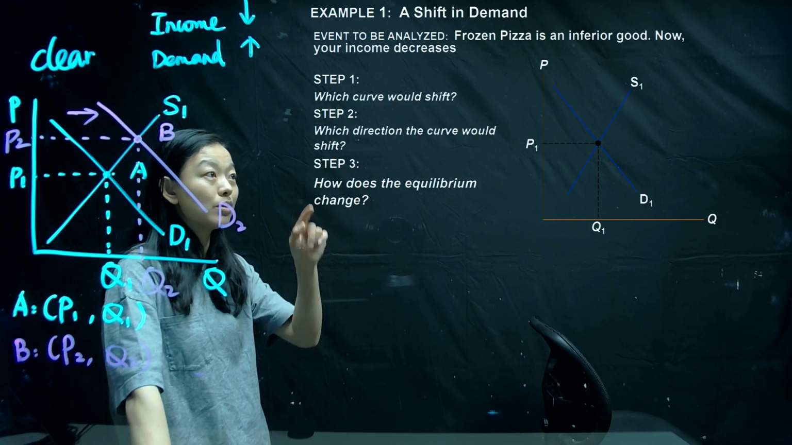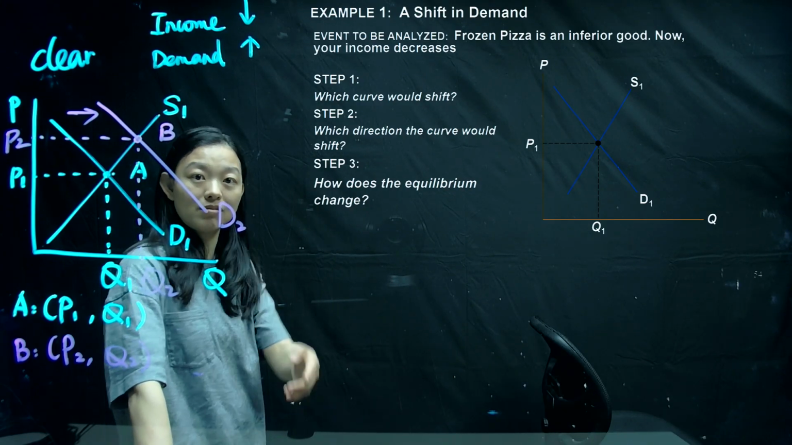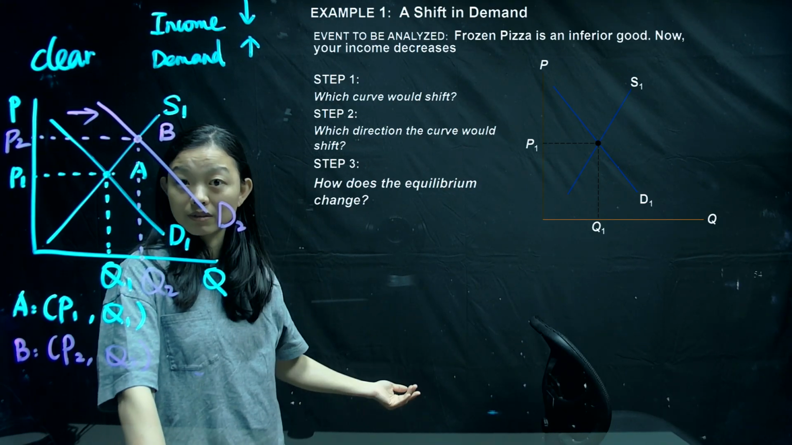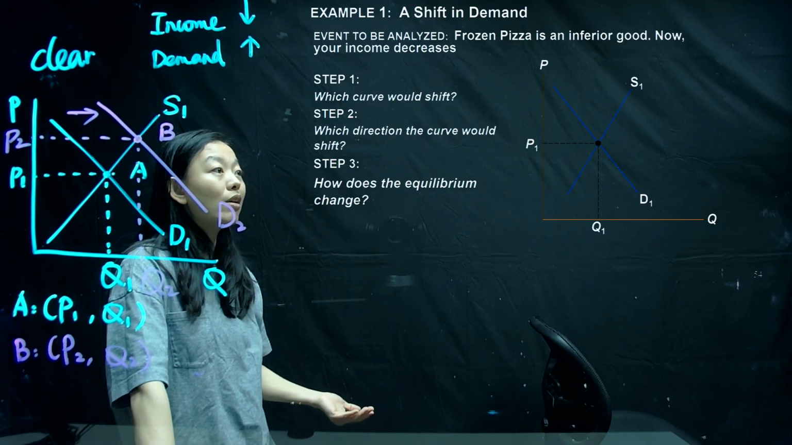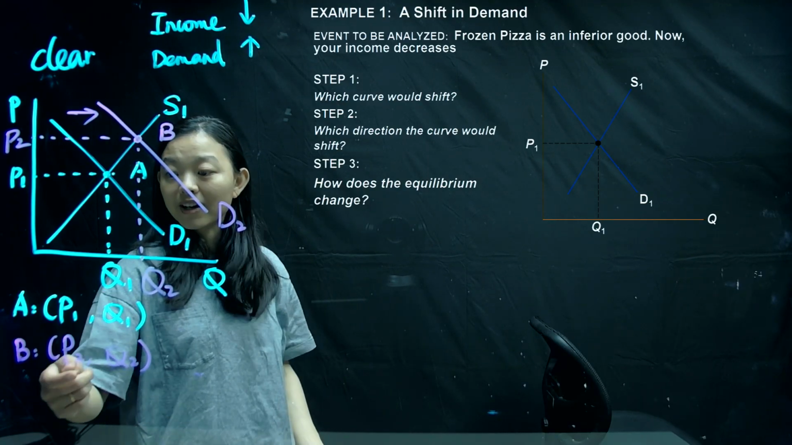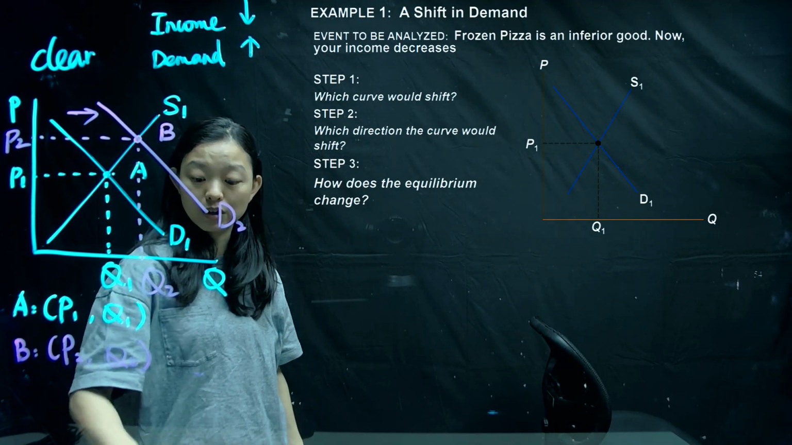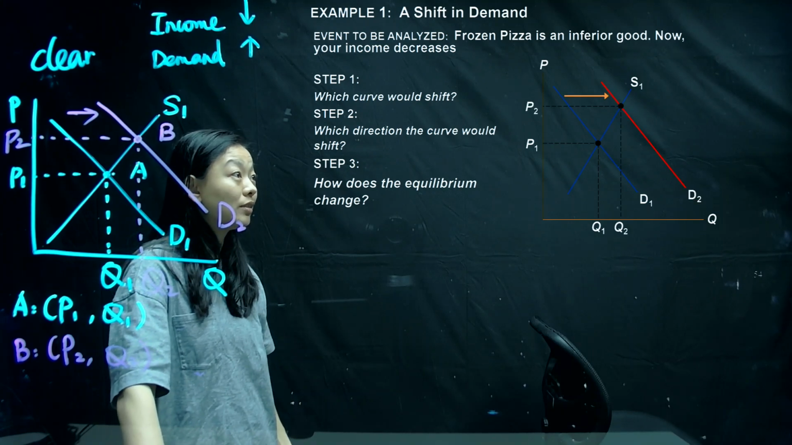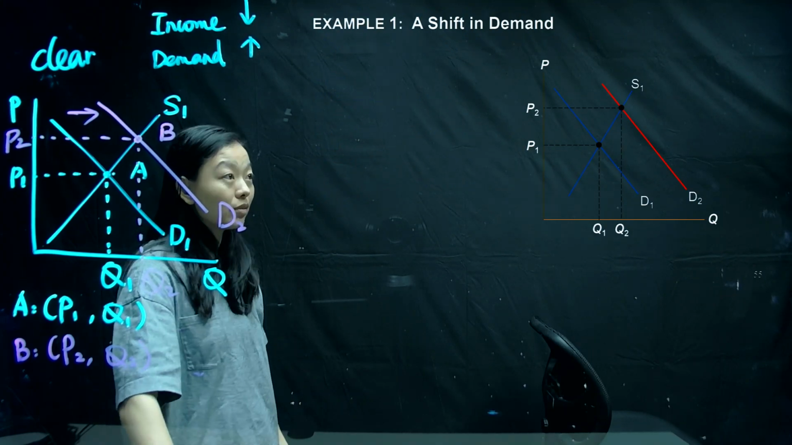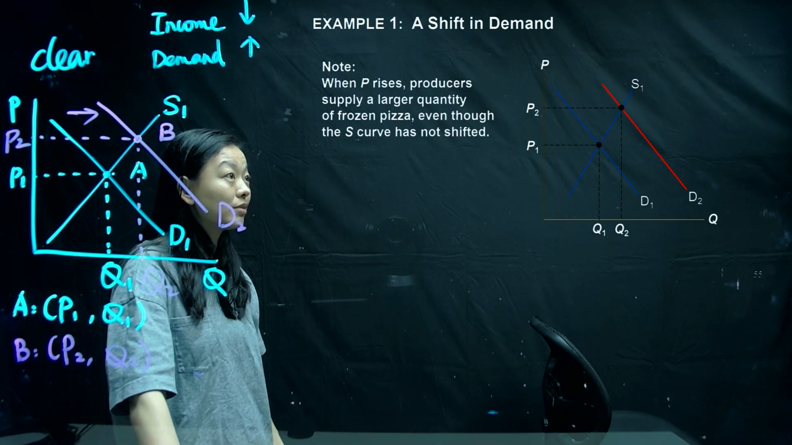So there are 3 steps. Which curve will shift? Demand curve. To which direction? To the right-hand side. How does the equilibrium change? We have a higher equilibrium price and higher equilibrium quantity, okay? So this is what we talk about.